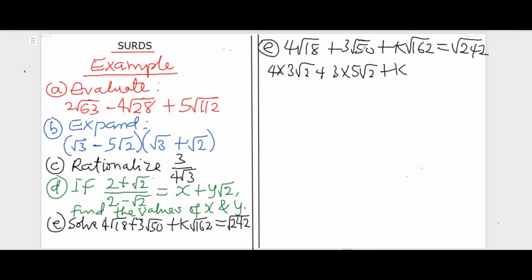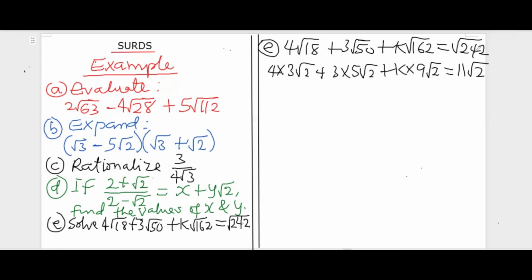Plus k, 162. The highest we can see there is, if you divide 162 by 2, you will see that it's 81. 81 times 2 is 162. And that 81 is a perfect square. So it will come out, square root of 81 is 9, and root 2 will still be there. Equals to 242. 242 divided by 2 gives me 121. That means 242 is 121 times 2. And square root of 121 is 11. Then that 2 will be there.